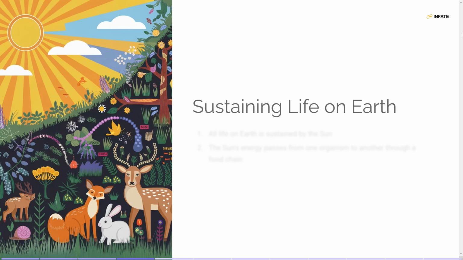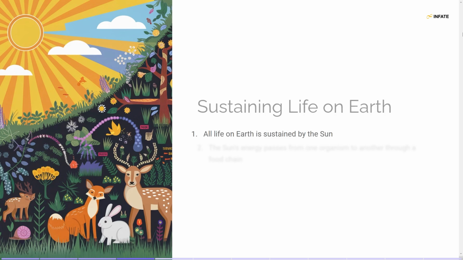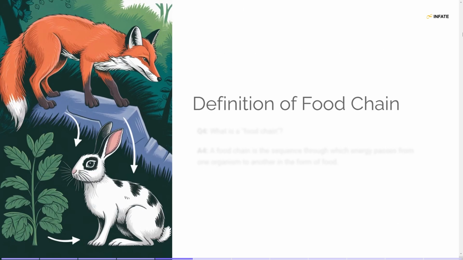Slide 4, Sustaining Life on Earth. This slide explains 2 fundamental points about how life on Earth is sustained. 1. All life on Earth depends on the sun as the primary source of energy. 2. The sun's energy flows through ecosystems, passing from one organism to another via food chains, supporting the interconnected web of life.